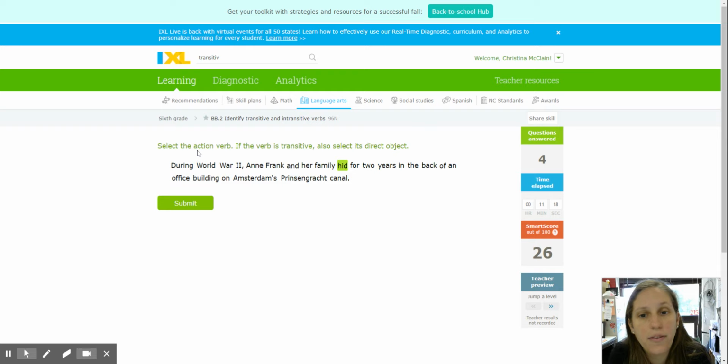If it's intransitive, you're just supposed to hit submit. So we have to decide whether this is transitive or intransitive. So Anne Frank and her family hid what? If they had said Anne Frank and her family hid themselves, then we would have a direct object. But because we have a preposition right here, for 2 years, we know that hid has to be an intransitive verb.